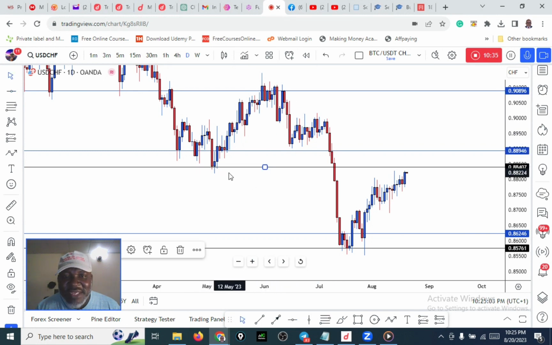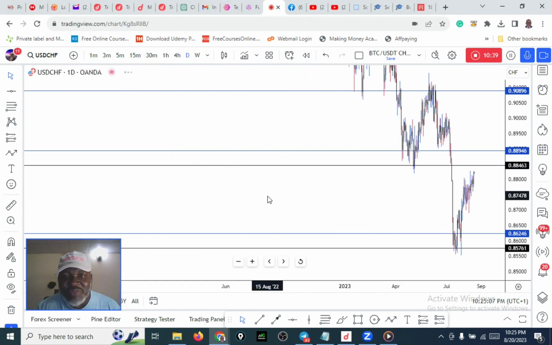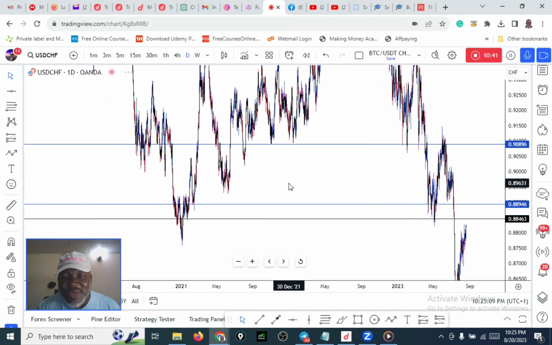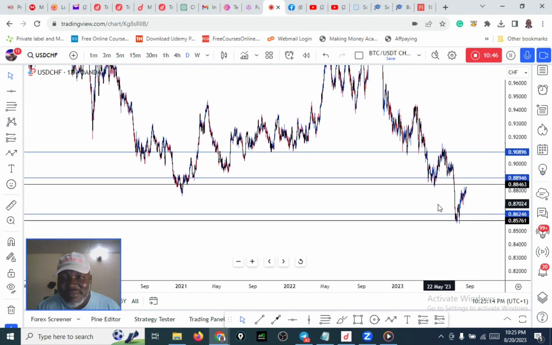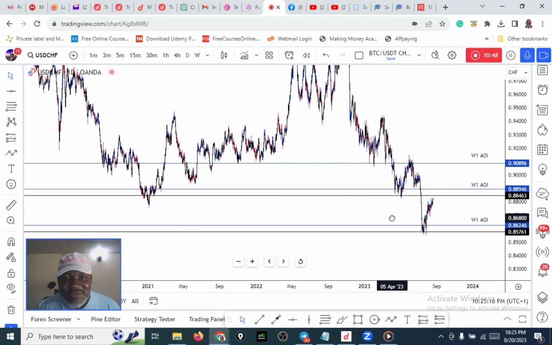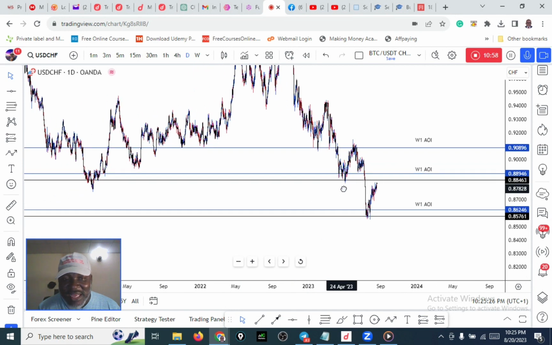Is this level valid? Let's zoom out on this chart and see what price is doing on the left-hand side. If you look at it, you see that this daily level is key. You can see how price is reacting off this level on the left-hand side, and also here. So I think that level is valid.